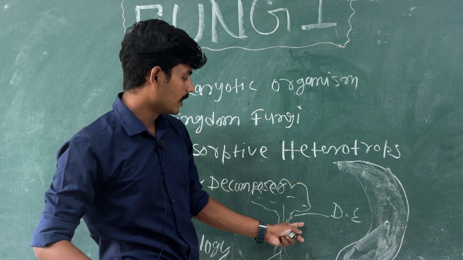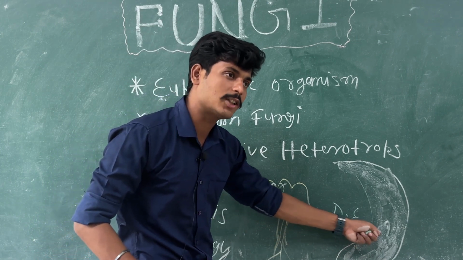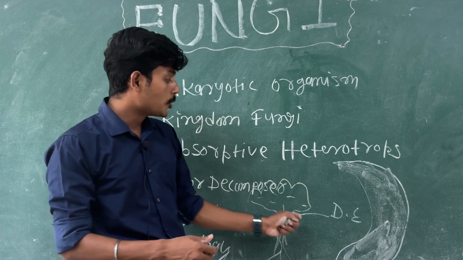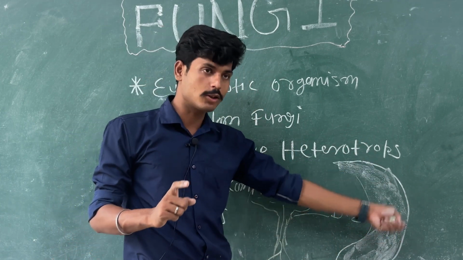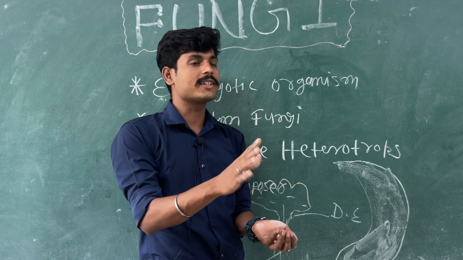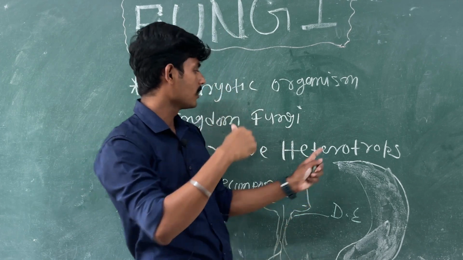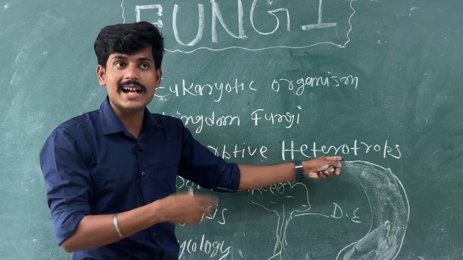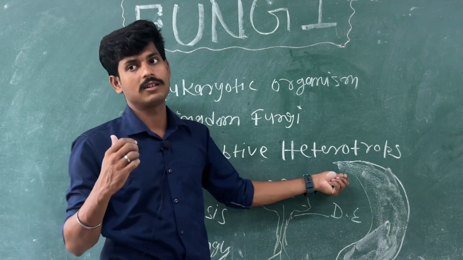So what do they do? They release digestive enzymes and then absorb again. Just because they are dependent on someone, this mode is called heterotroph. They are not autotrophs, they are heterotrophs. Now the other thing is that they are absorbing, so we call them absorptive heterotrophs.